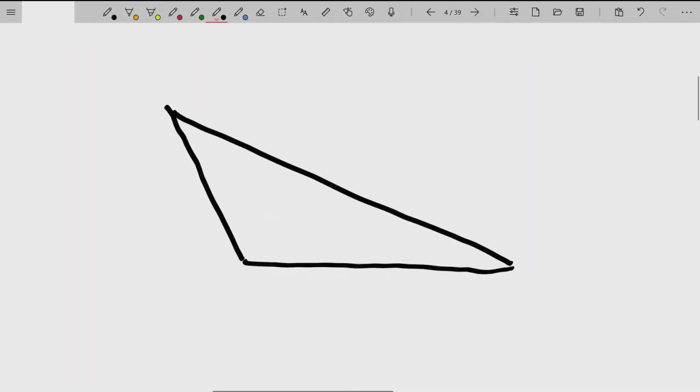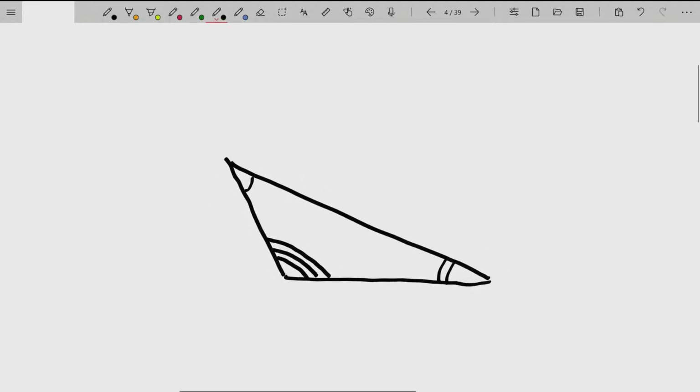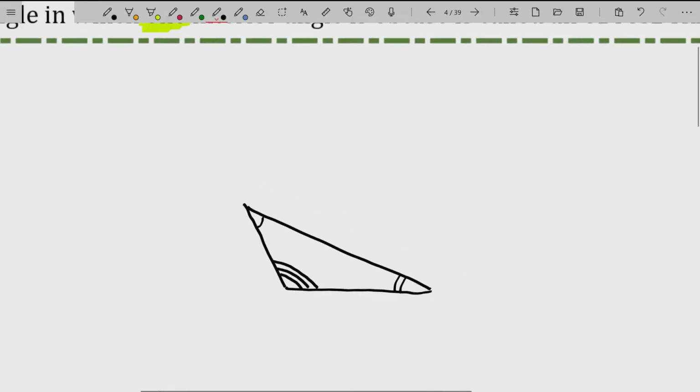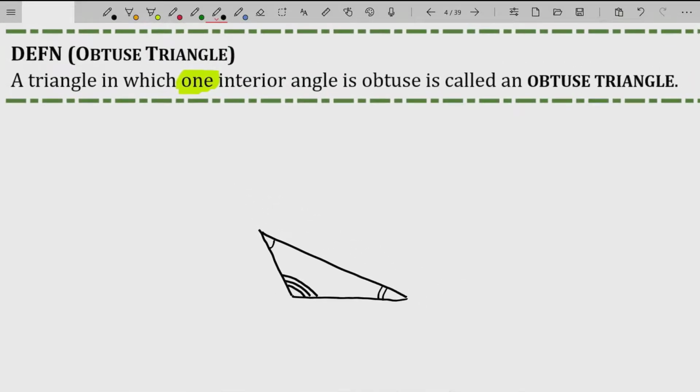First off, this is an obtuse triangle. You have a small angle there, a different small angle there, and then you have a very large angle greater than 90 degrees right here. And that angle greater than 90 degrees is an obtuse angle. Therefore, this is an obtuse triangle.